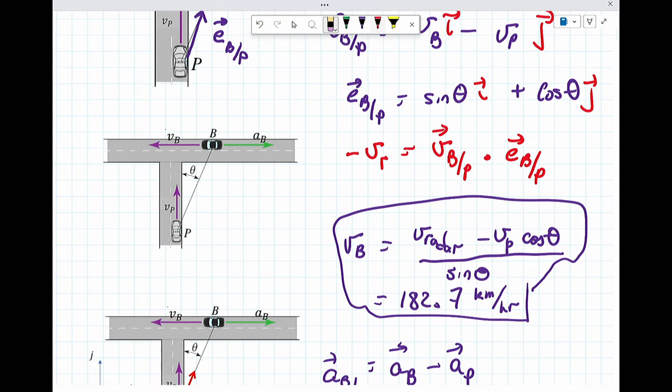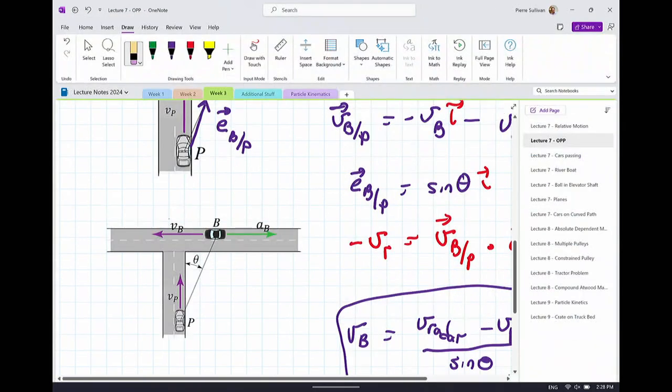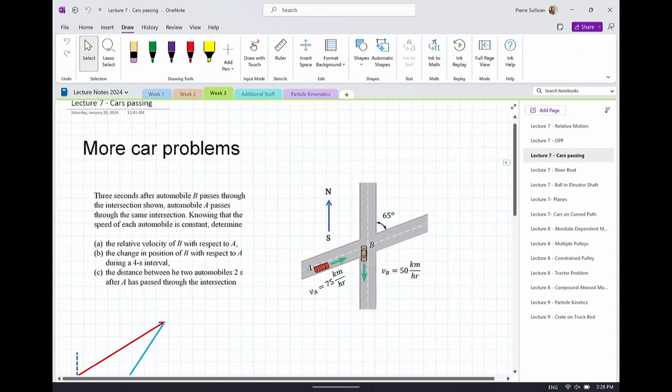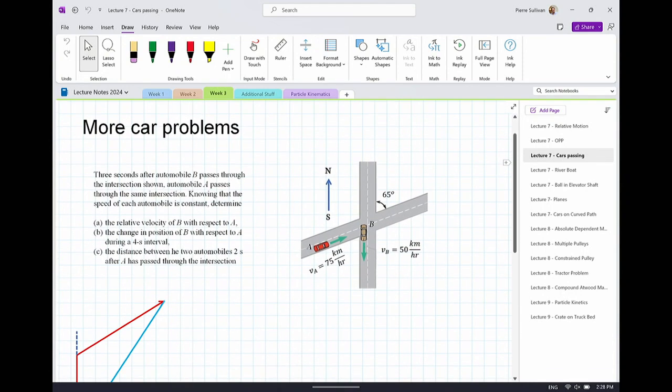Okay. Let's see if I can get a better one. More car problems. All right. Wait, sorry, hold on.